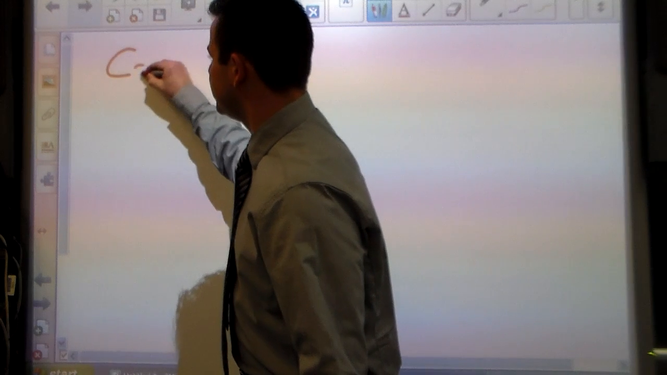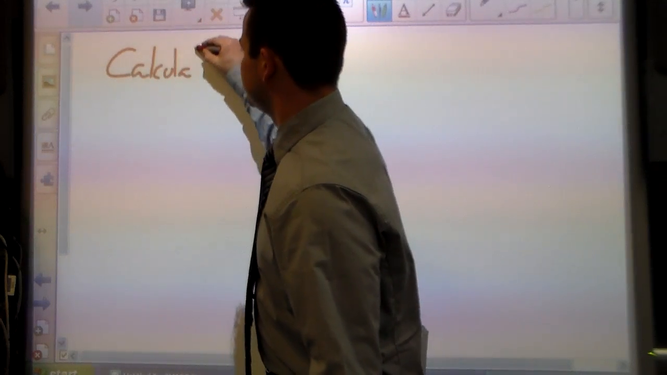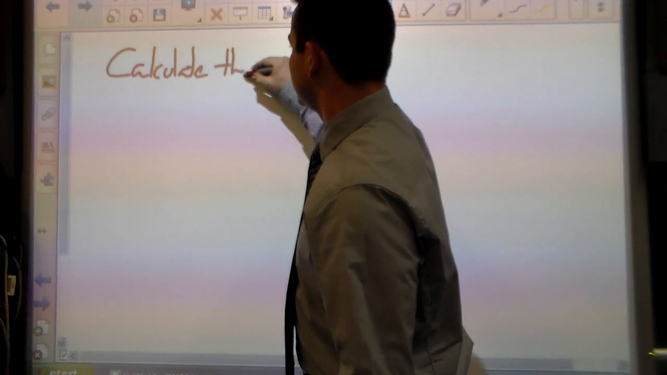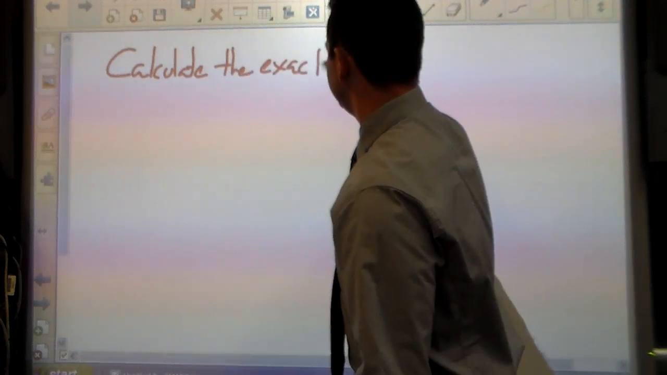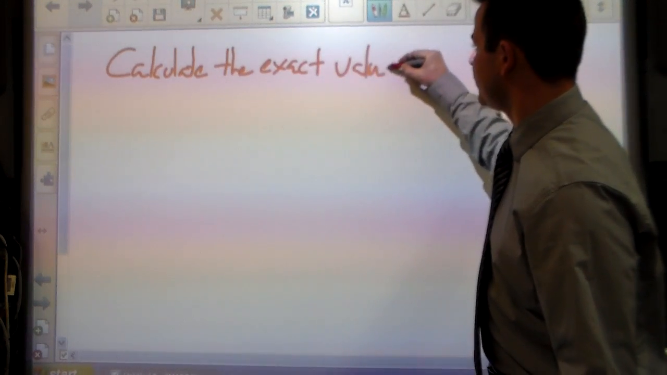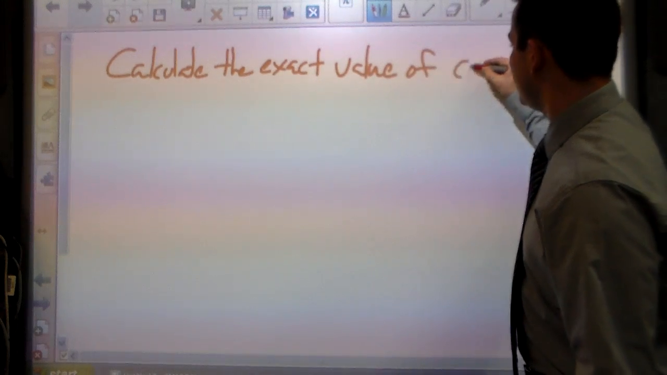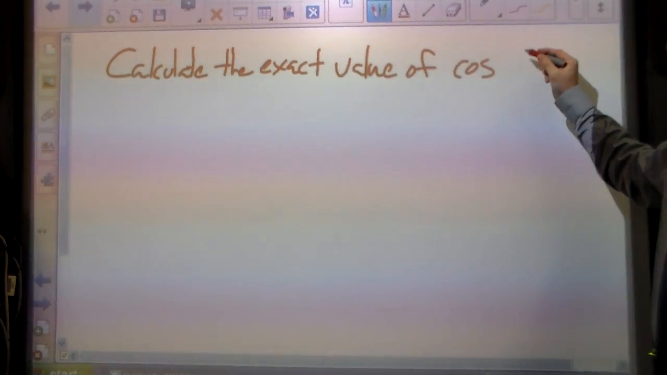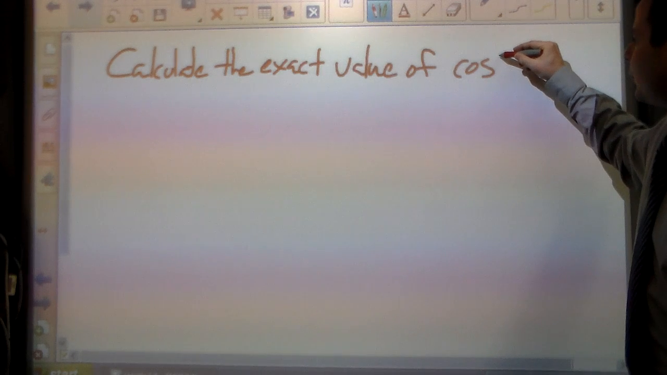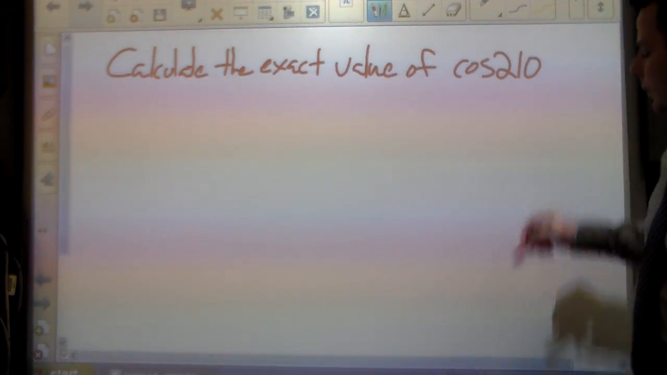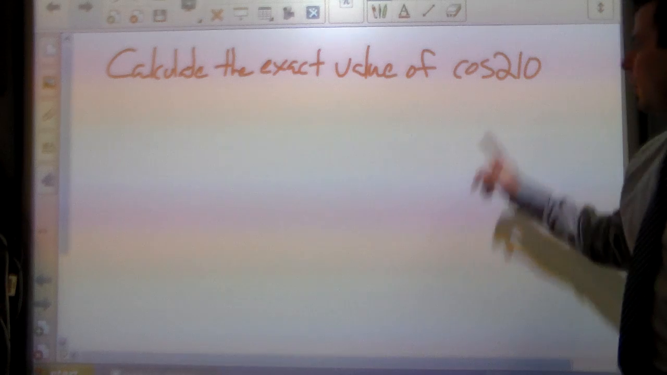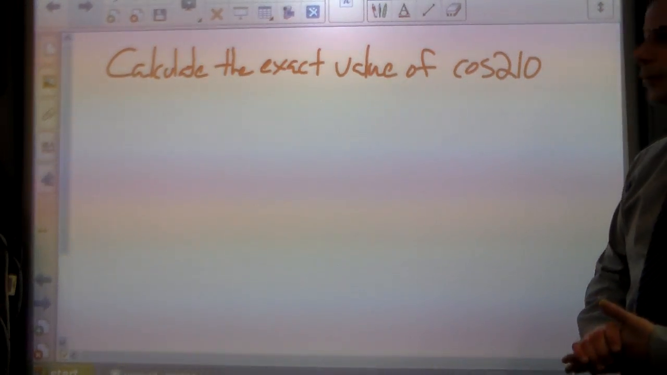Let's calculate the exact value of the cosine of, let's do 210 degrees. So what we'll have to do is find the reference angle for 210.